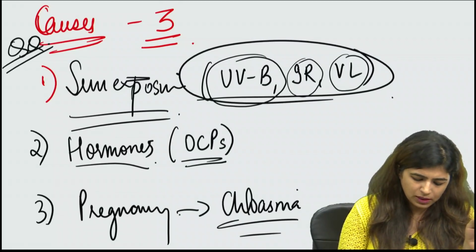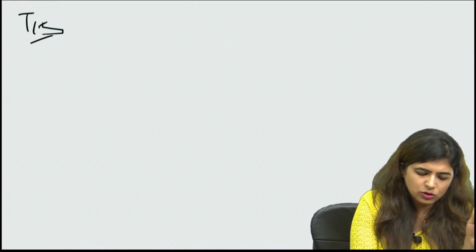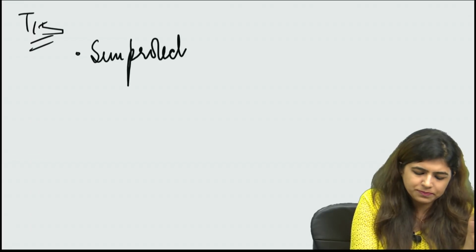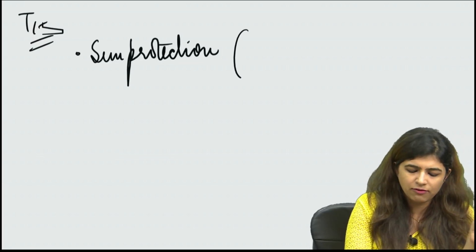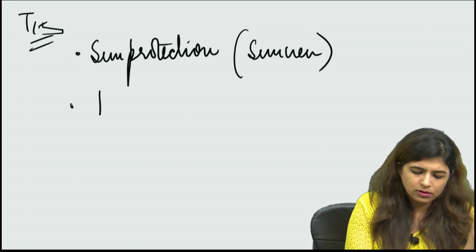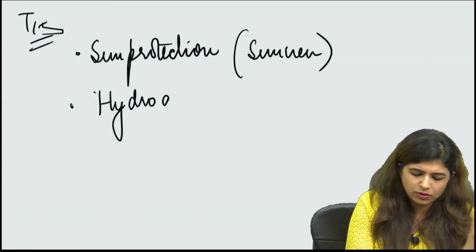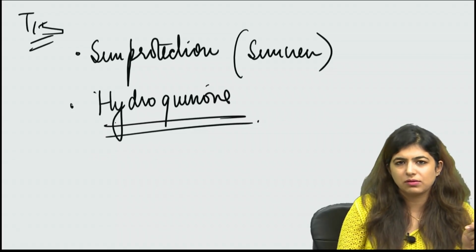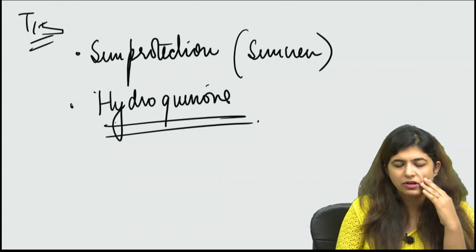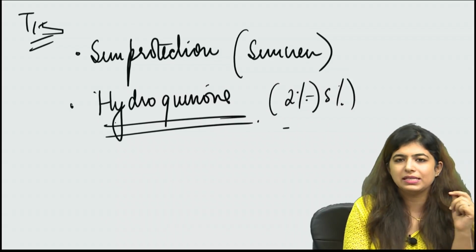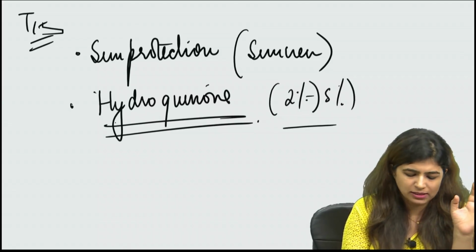How do you treat melasma? You treat it by number one, giving sun protection. The patient has to use a scarf, umbrella, or a sunscreen. Number two, medicines, in which the most important medicine is hydroquinone. This is a topical tyrosinase inhibitor, which is given in the form of a cream in a percentage of around 2% to 5% and is an effective agent for treatment of melasma.